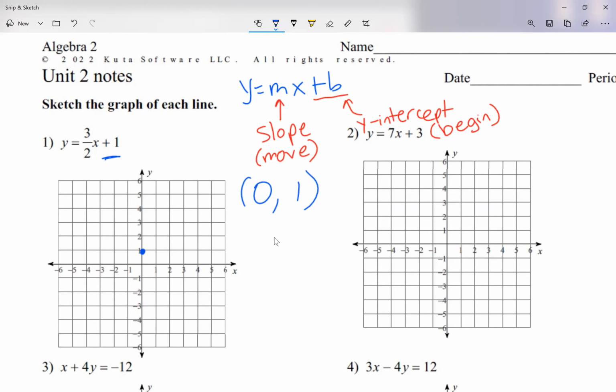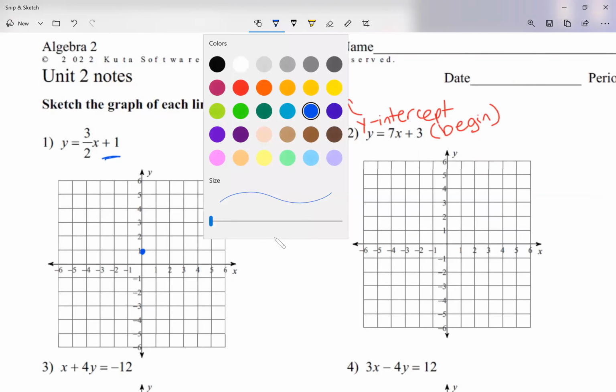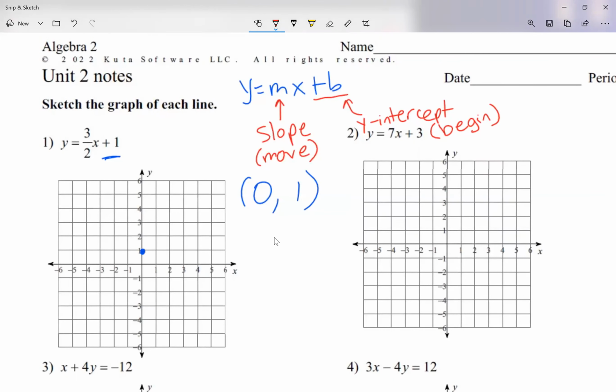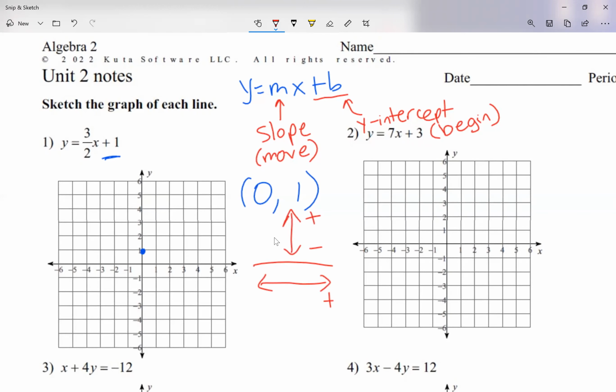Now my slope is going to tell me how to move. The slope is going to be a fraction, I hope. The top number tells me either up or down: up if it's positive, down if it's negative. The number at the bottom tells me whether I go to the right or to the left. If it's positive, I go to the right; if it's negative, I go to the left.